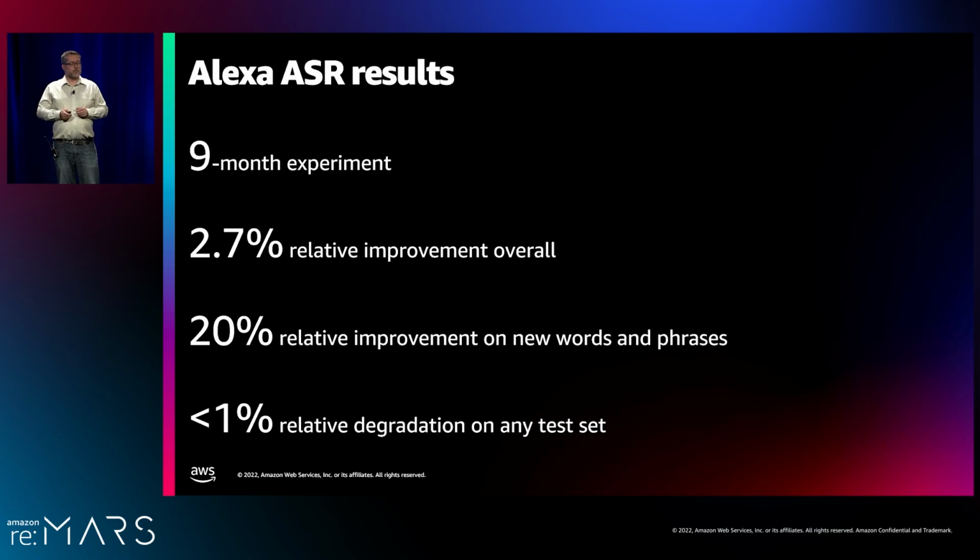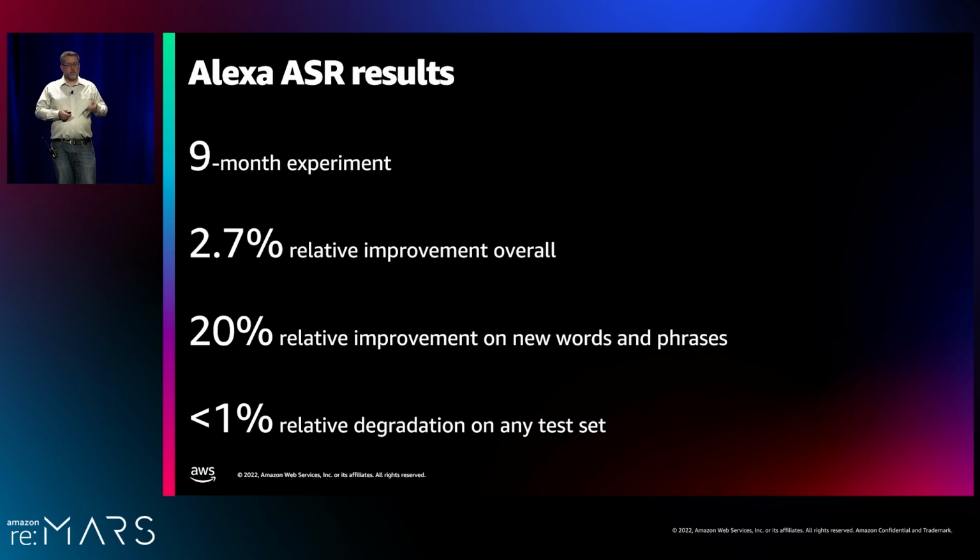So here's some ASR results. We ran this system for 9 months, and what we saw was that across the board we got about a 2.7% relative word error rate improvement. And this is pretty decent considering that we didn't roll out a new model architecture or change an algorithm, we just exposed new data to the model.